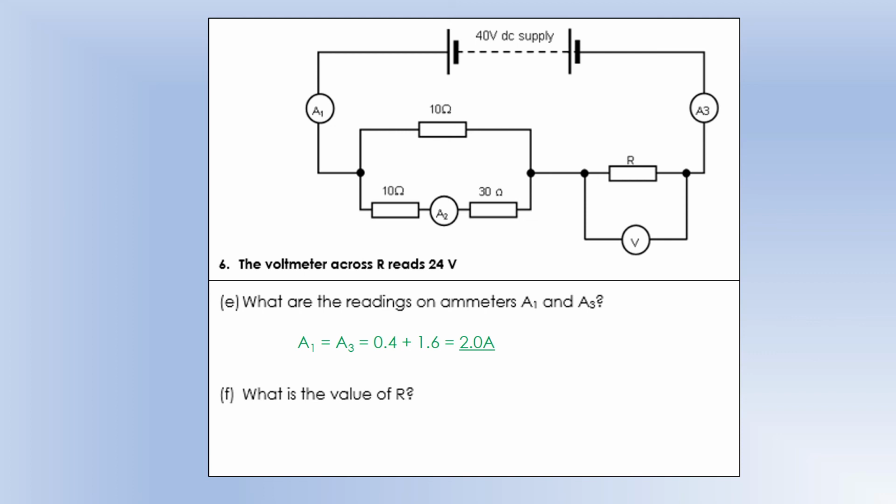What is the value of R? Well, we now know the current going through R is 2 amps. We know the potential difference is 24. So if we divide those, we get the resistance, which is 12 ohms.